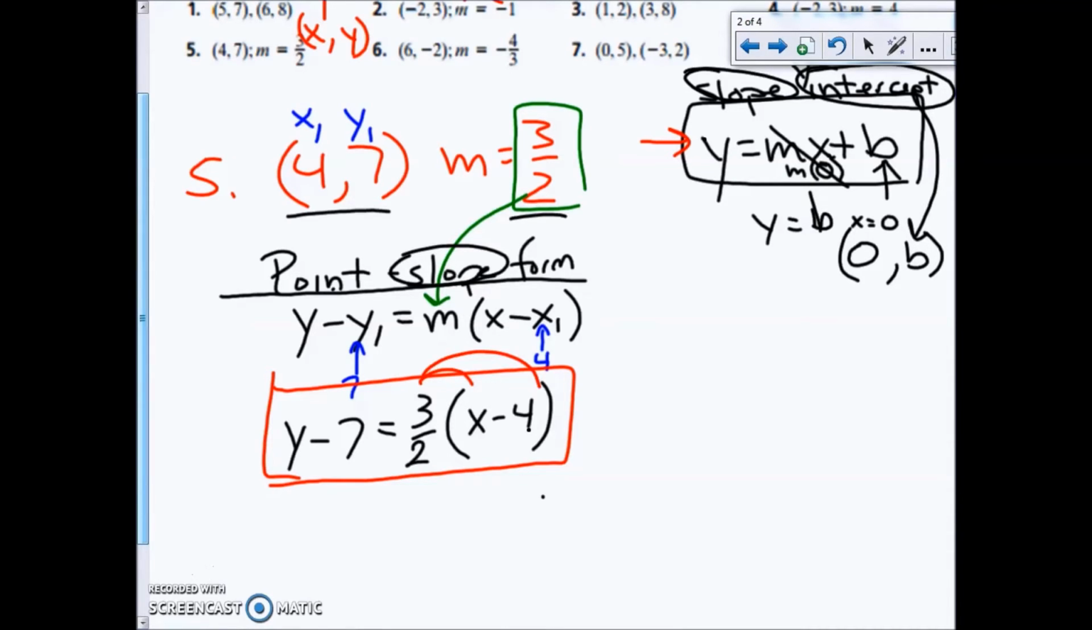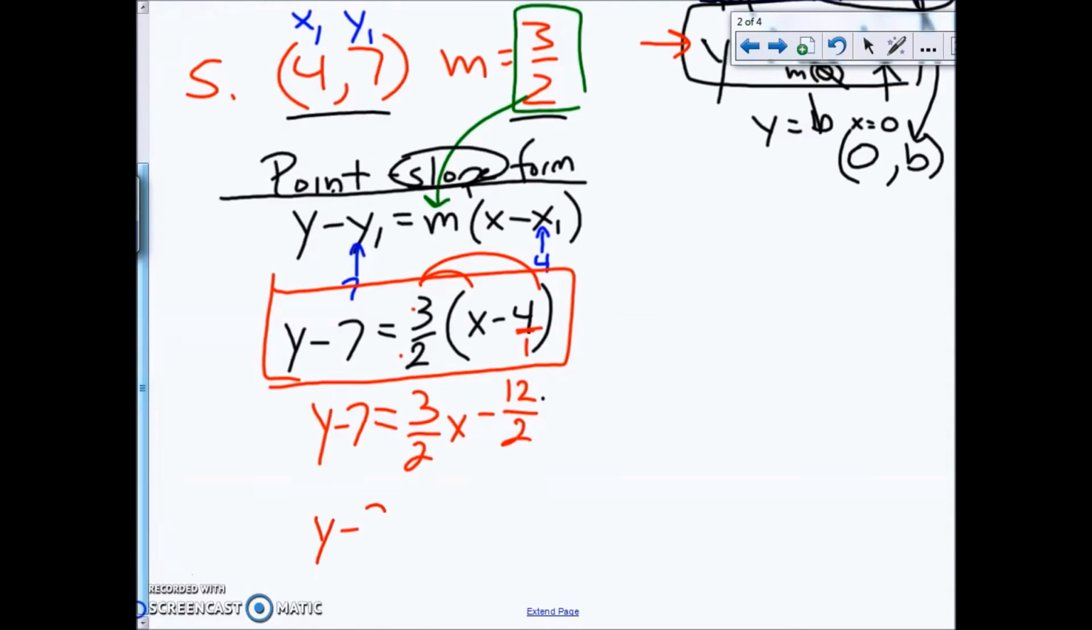First we need to start by distributing that 3/2. So I see that y minus 7 equals 3/2 x. Now how do I multiply the 4 times the 3/2? Well, I look at the numerator as a multiplier and the denominator as a divider. So this is also 4 over 1, so we can look at this as 3 times 4 on top, so that's minus 12, and on the bottom we're going to divide by the 2. Let's simplify, and we see that y minus 7 equals 3/2 x minus 6. Now we're not left with a fraction there, that's fine.